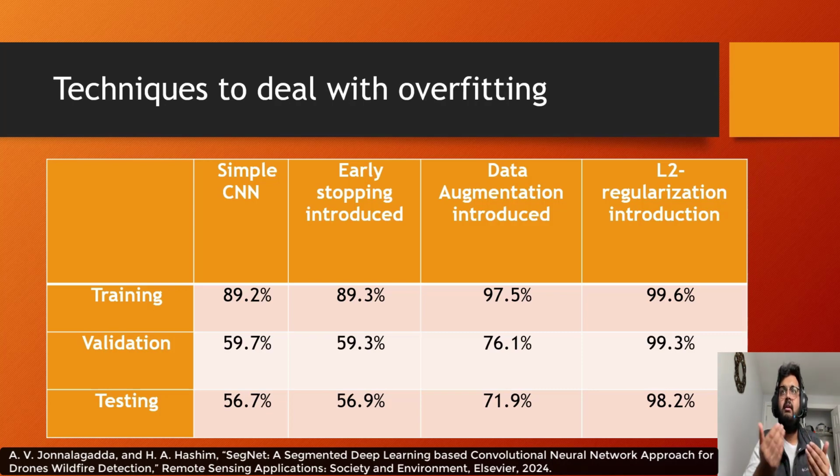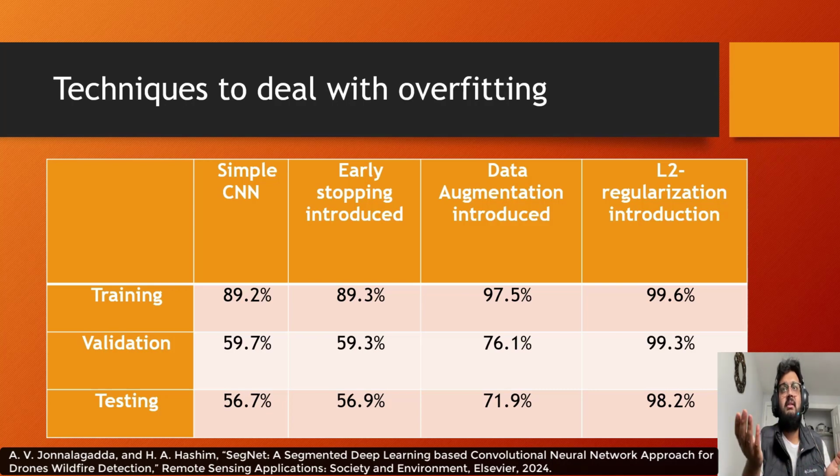To tackle overfitting, we first tried early stopping, but it didn't really solve the problem. Then we added more images to the dataset, and this made a big difference. The training accuracy went up to 97.5%, and the validation accuracy rose to 76.1% with these changes. The model's test accuracy, tested with 441 images, went up from 56.7% to 71.8%.